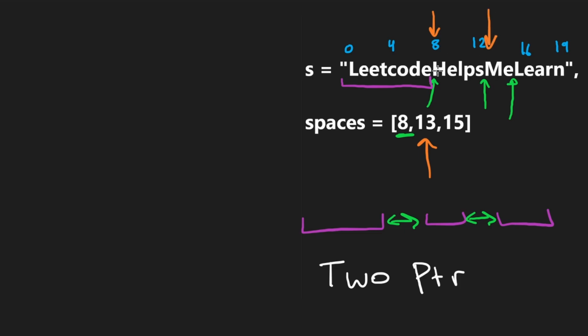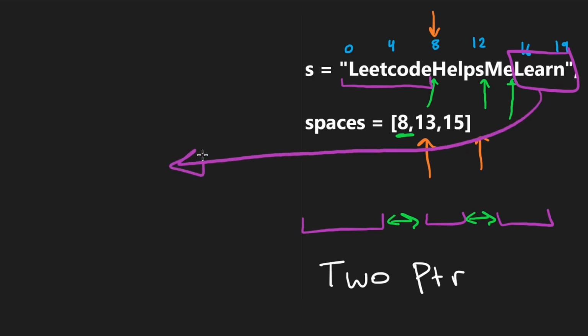So then we'll just kind of keep going. Eventually, we will get out of bounds. One of the pointers will go out of bounds. So either this pointer will go over here or this pointer will go over there. When we are done, if there are any remaining characters from the string S, we can then just add them to our output.